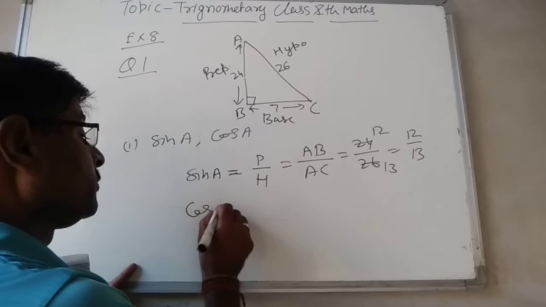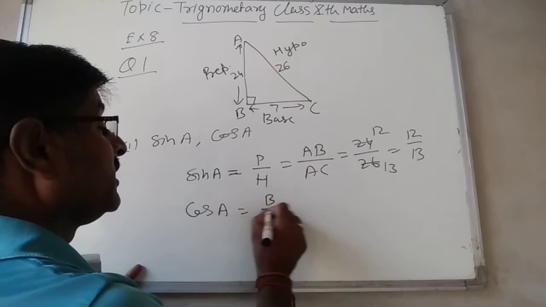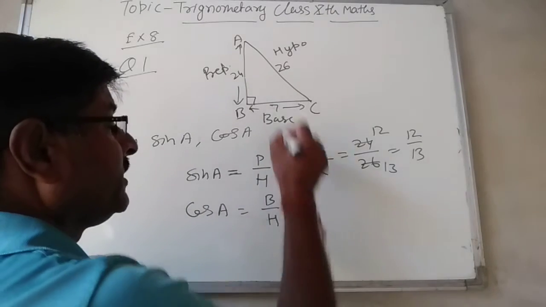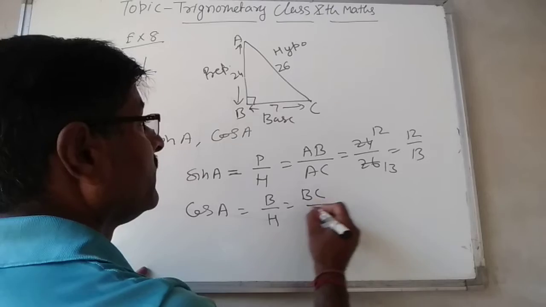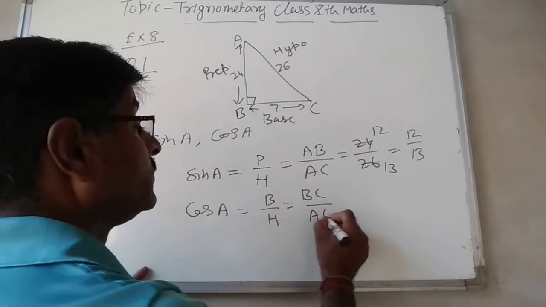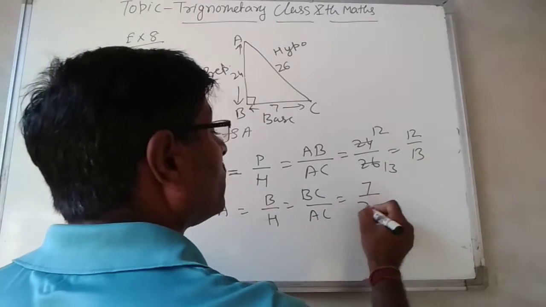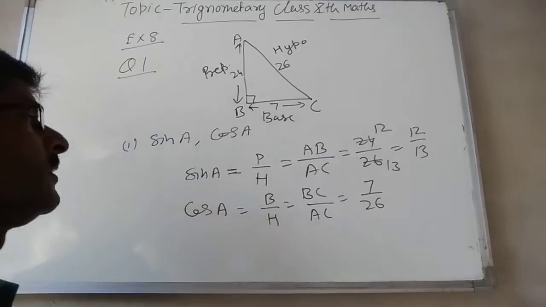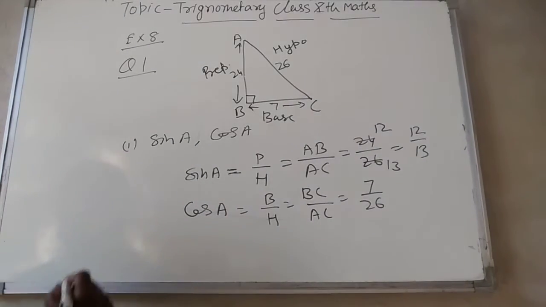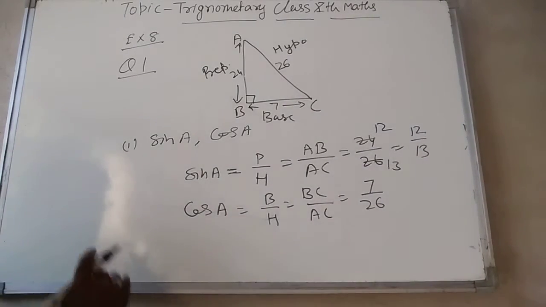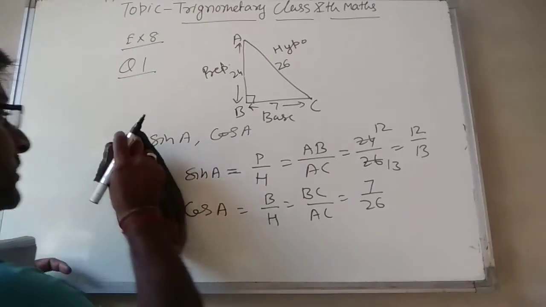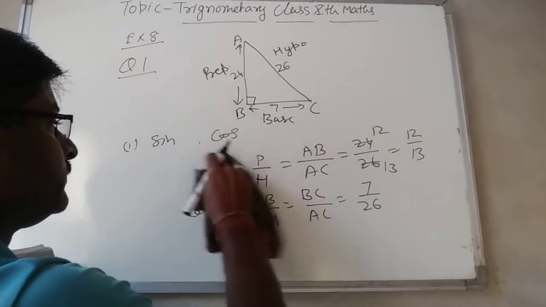Similarly, you can find the ratio for cos A. This is B upon H. So here B is base BC and hypo is AC. So BC is 7 upon 26. Now the second part, he is asking the ratio sin C and cos C.